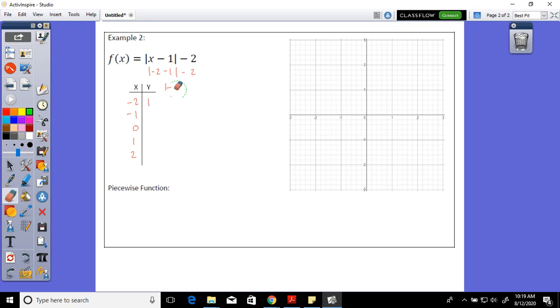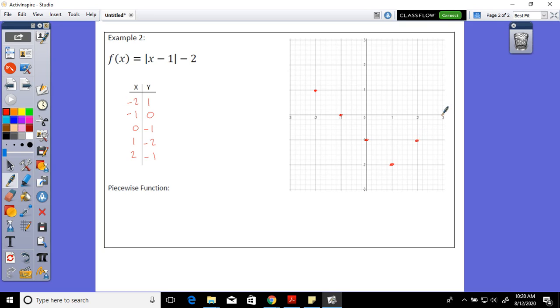Okay. So now that we've got that up, we're going to do that each time. We're going to plug in -1, then we'll plug in 0, then +1, +2. I'm going to go ahead and fill out my chart, which is going to be 0, -1, -2, -1. All right, so let's graph these. So -2 and up 1, -1 and 0, 0 and -1, 1 and -2, and then 2 and -1.